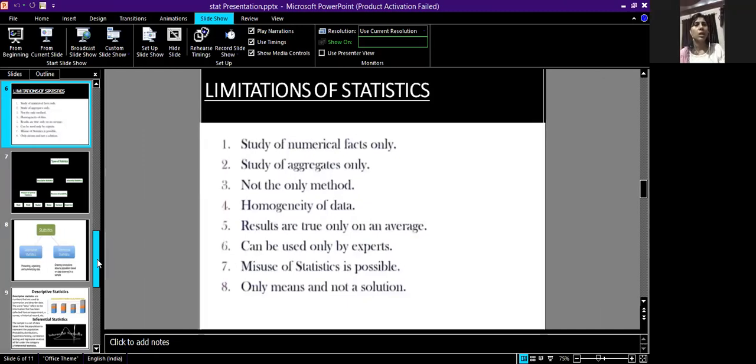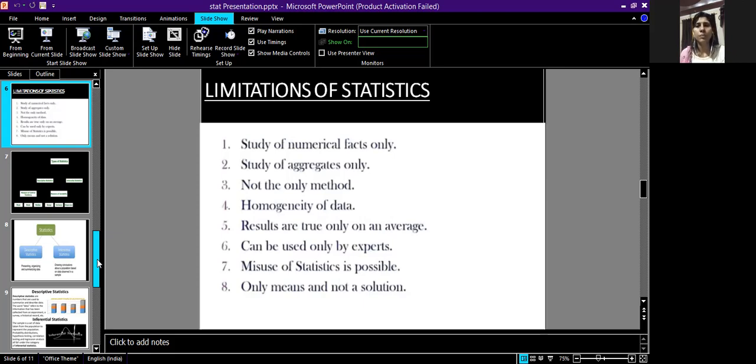The next is the study of aggregates only. The data which you collect, first of all, you have to summarize that data. And you are taking actually a sample of the whole population. So we cannot say it has 100% accuracy, but we can get to 99% accuracy by collecting factual information. So it is a study of aggregates. This is not the only method. We use a number of methods for taking our business decisions and so many different decisions.